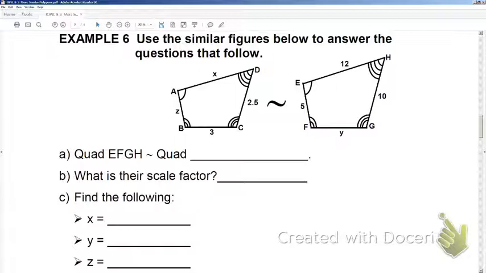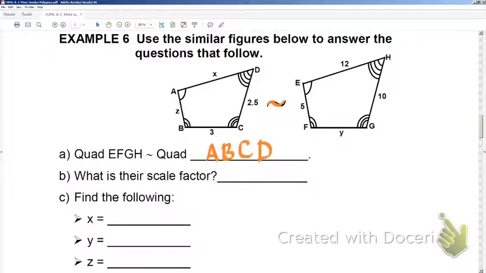Okay, on example 6 we have similar figures, and we have to answer the following questions. Remember, the one squiggly line means similar, this one right here. So it says quadrilateral EFGH is similar to quadrilateral. If we put E first, we're going to put A first on the second one. F, then we're going to put B. G, we're going to put C. H, we're going to put D.